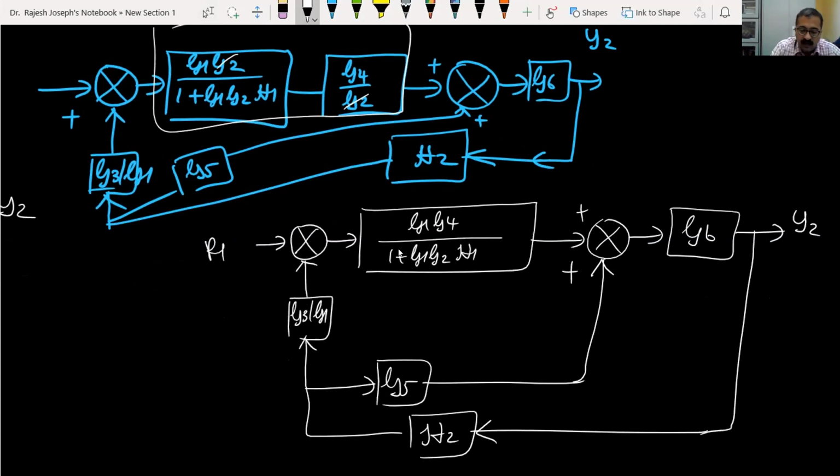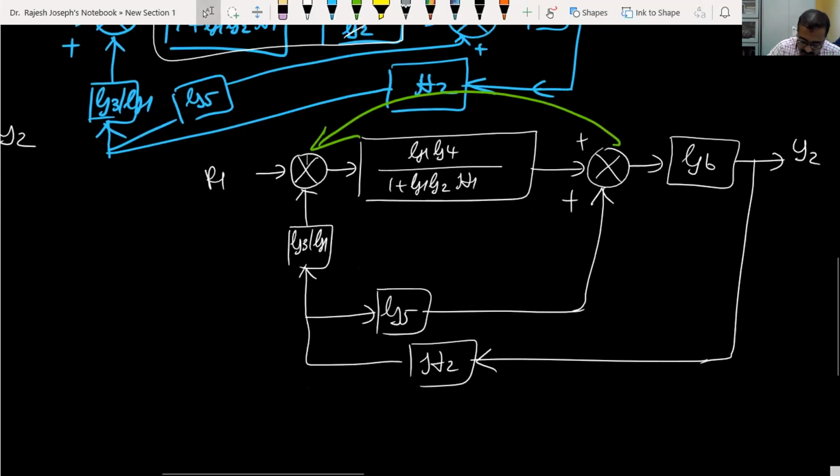As a next step, I would suggest that we can shift this summing point to this side of the block. If you shift that summing point, what happens? G3 by G1 and this G5 thing will be in parallel, because these two are now at the same summing point. So when do we say blocks are in parallel? When they start from the same pickoff point and end at the same summing point. So I can shift this summing point to this side of the block. Right. So what happens?